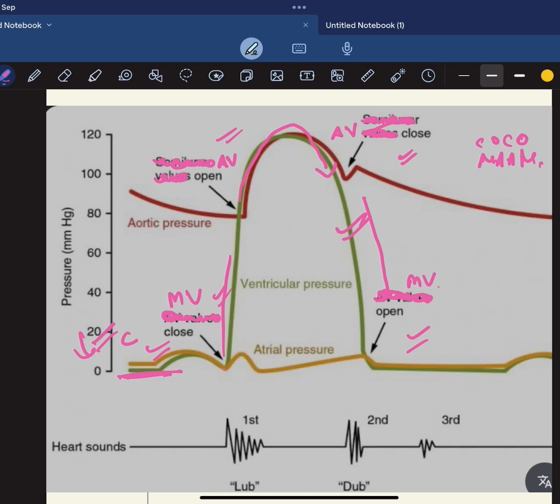So the atria is a low pressure compartment and the ventricle is the high pressure compartment, and the highest pressure is the aortic pressure. This red line is for the aortic pressure, which is fluctuating between 80 to 120. So it has the highest pressure of all. So this is your aorta graph, this is for left ventricle pressure, and this is the atrial pressure.